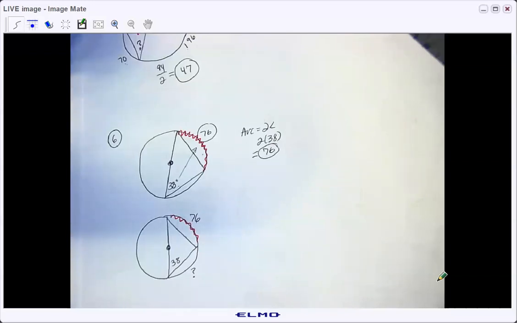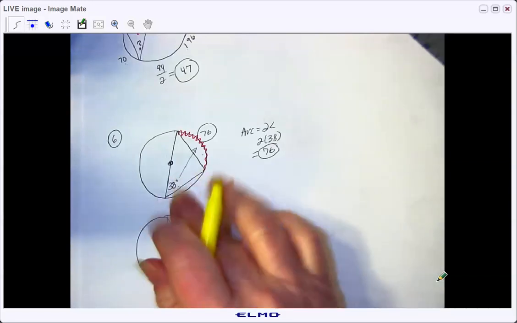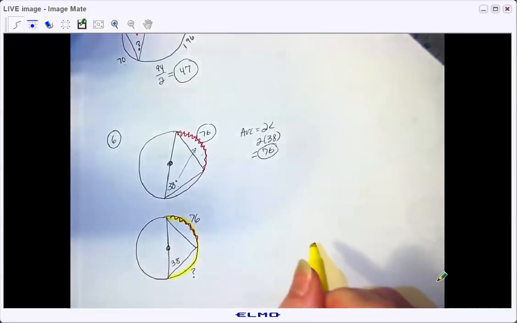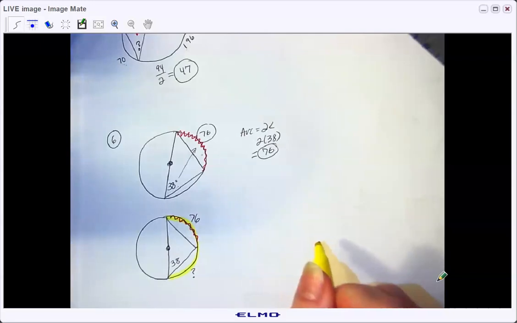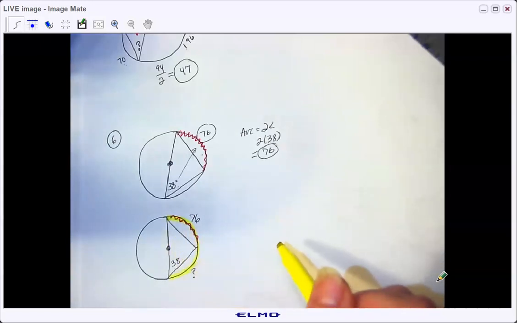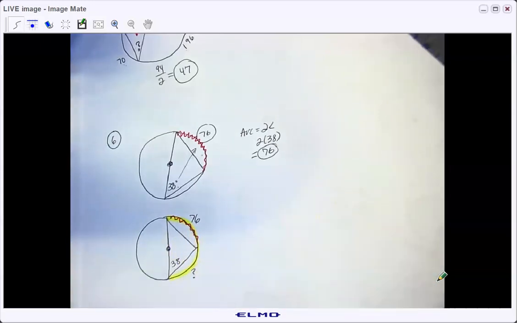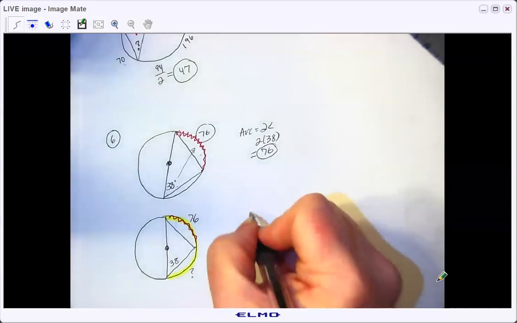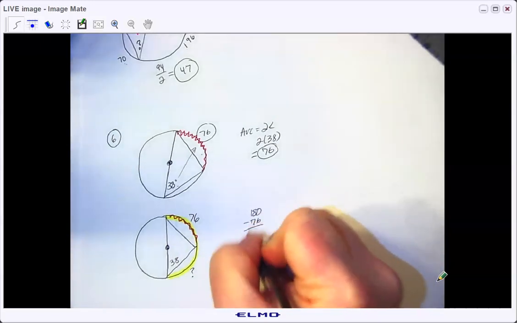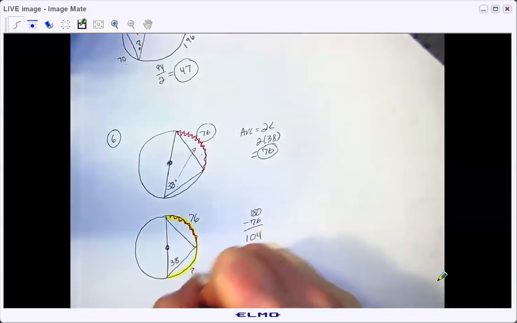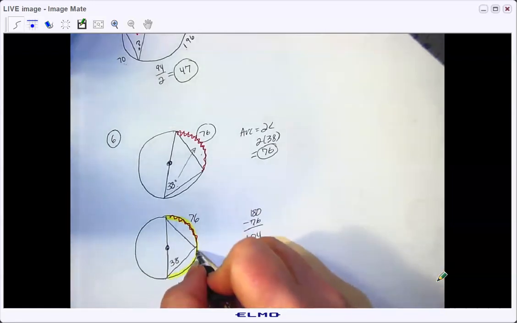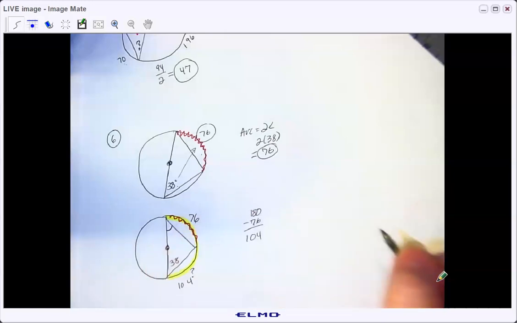Okay, so how big is it from here to there? Anybody? Say it out loud. How big is it from that side to that side? 180. 180. So it's a half a circle. Well, I know I've got 76, so this is where I need to subtract from 180. So 180 minus the 76 gives me 104. That's it. So if this is 104, how big is this angle over there?